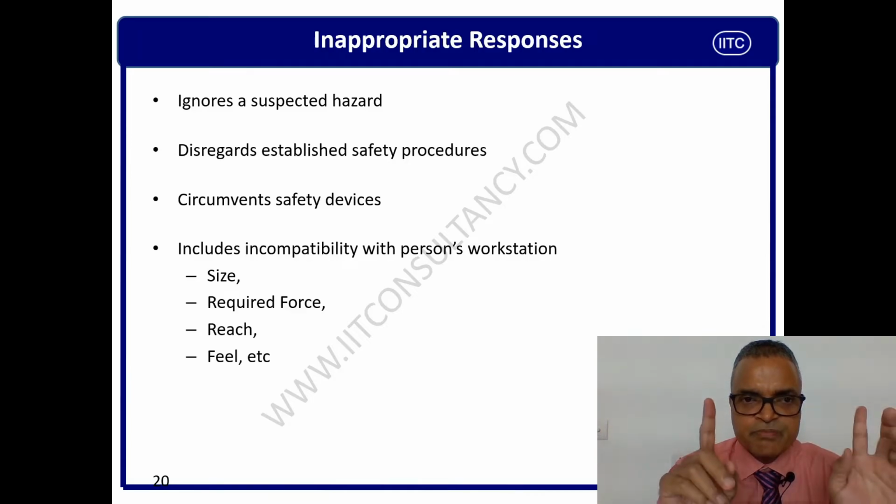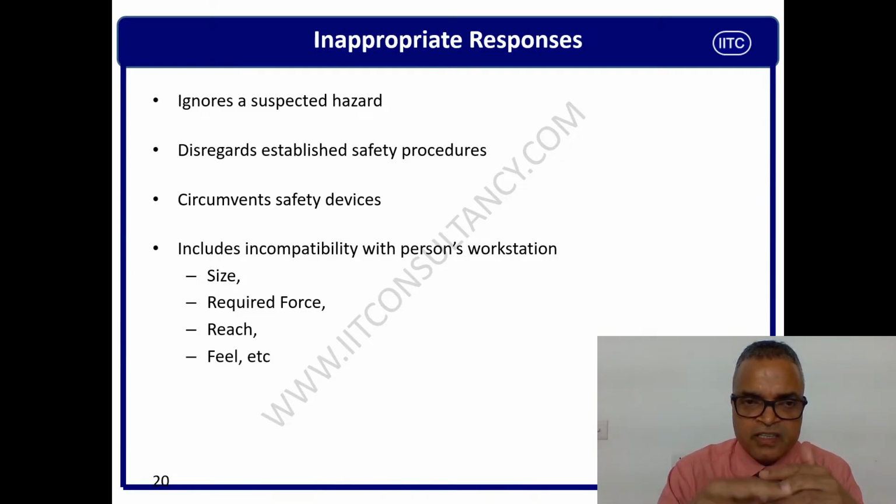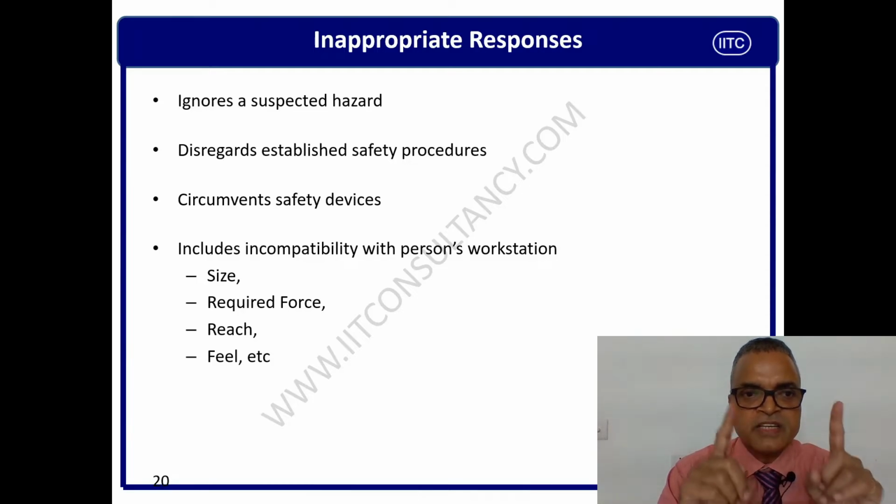Disregarding established safety procedures: if we don't follow the established safety procedure, then there is a chance of a hazardous event, and this hazardous event will create an accident. This will create fatality, injury, and property damage. A safe procedure must be used. A safe procedure must be prepared with the help of JSA, because JSA will identify all unsafe conditions, all unsafe actions, all the hazards. Accordingly, JSA will help to prepare the safety procedure.